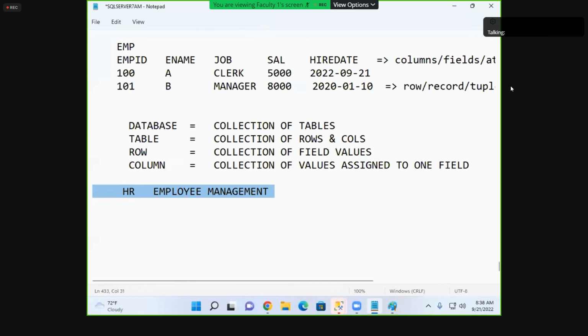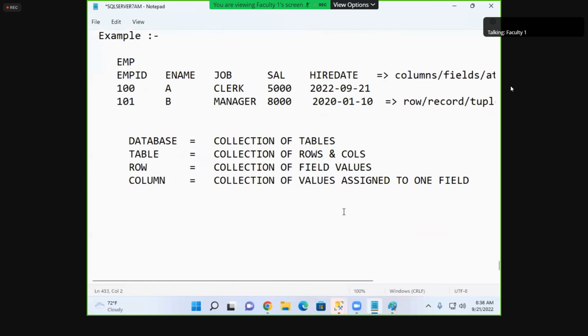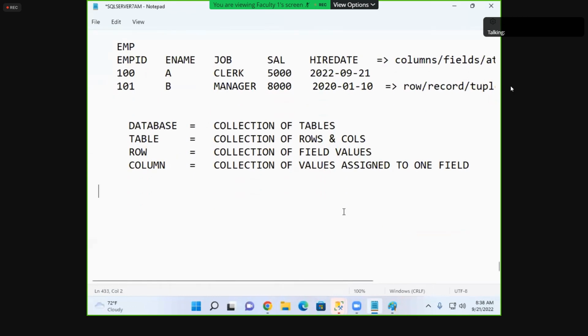Design the database means what? Design the tables, because a database contains tables. So design the database means design the tables. In the HR department, what tables are there? So design the tables. Similarly, if they ask for a bank database, design the database for bank means design the tables for bank. What tables are there?